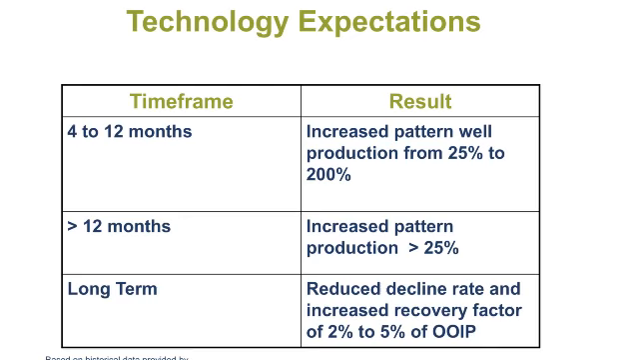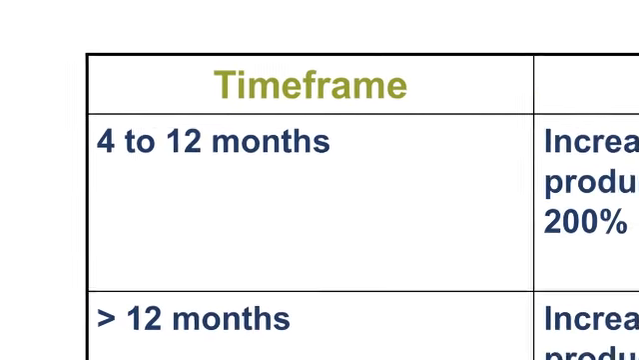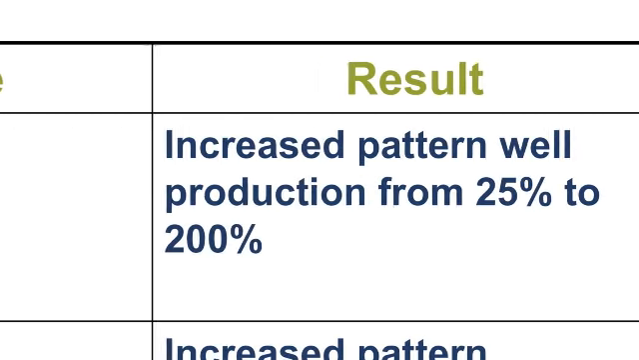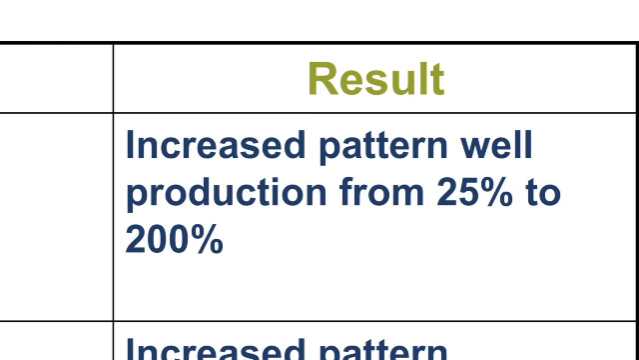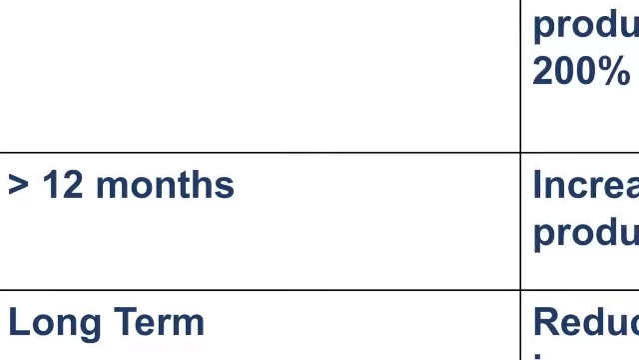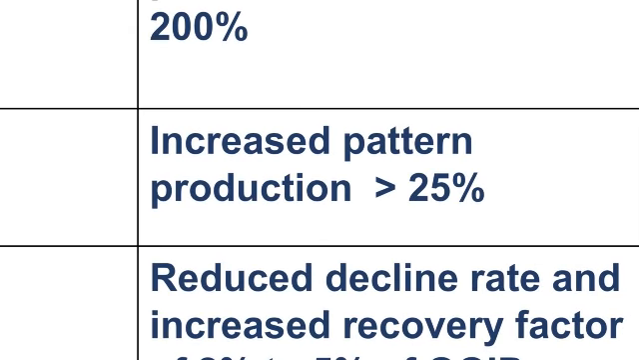with different customers. So we know that, for instance, within 4 to 12 months, you would expect a 25 to 200% increase in productivity on an individual well basis. We know that greater than 12 months, you can expect an increase of greater than 25% on your pattern.